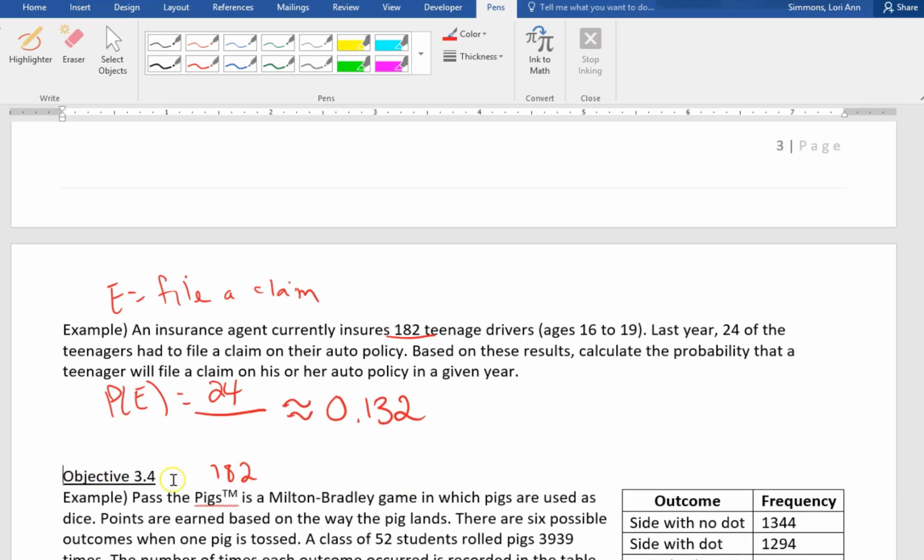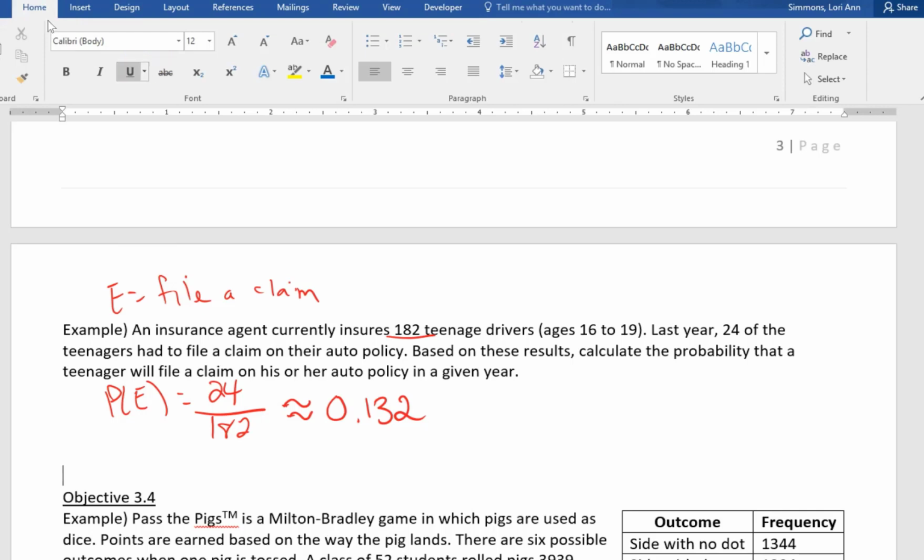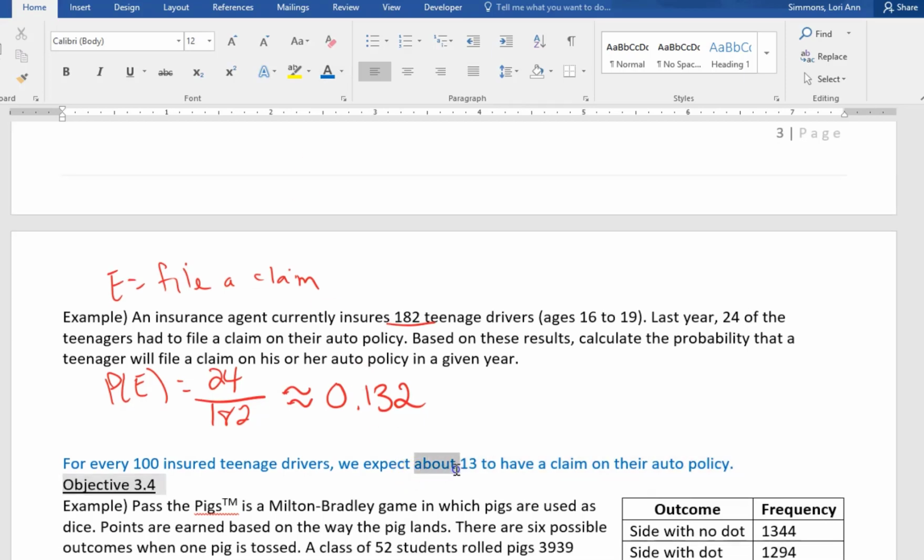So let's type out what this means. For every 100 insured teenage drivers, we expect about 13 to have a claim on their auto policy. Keyword is about. We cannot say exactly. It is about 13.